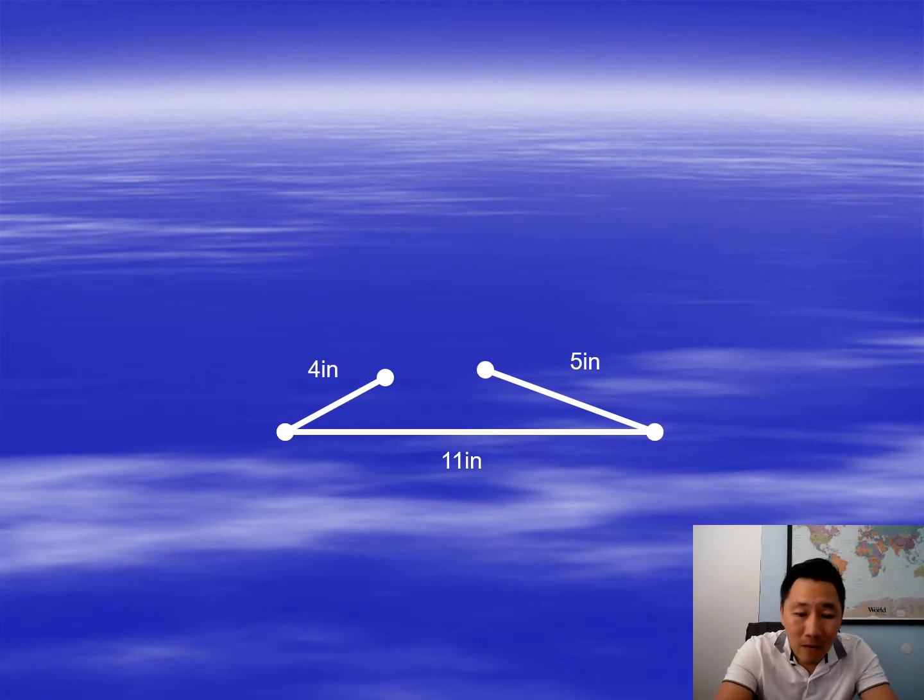Not equal. What if this were like a 6? What do you think that's going to make? A 6 and a 5 makes exactly 11. So if I had a stick that was 6 inches long, then with the 5, it would make a straight line. It still would not make a triangle. So it has to be bigger than the third side. It cannot be equal.